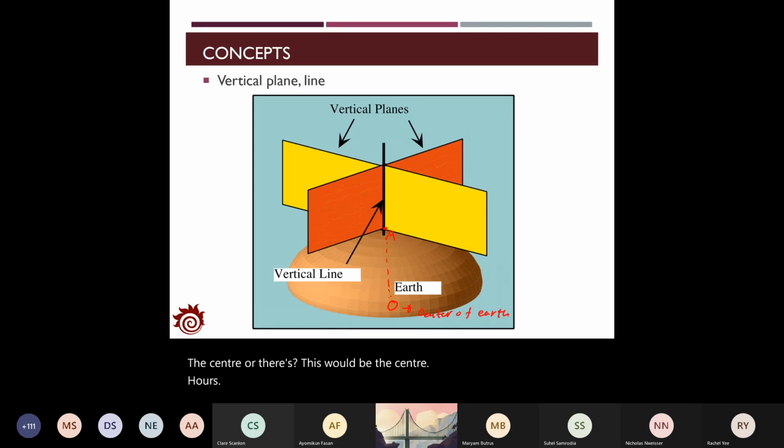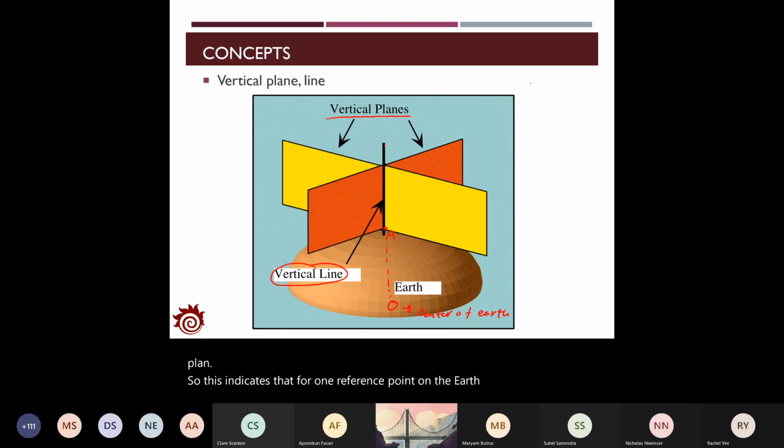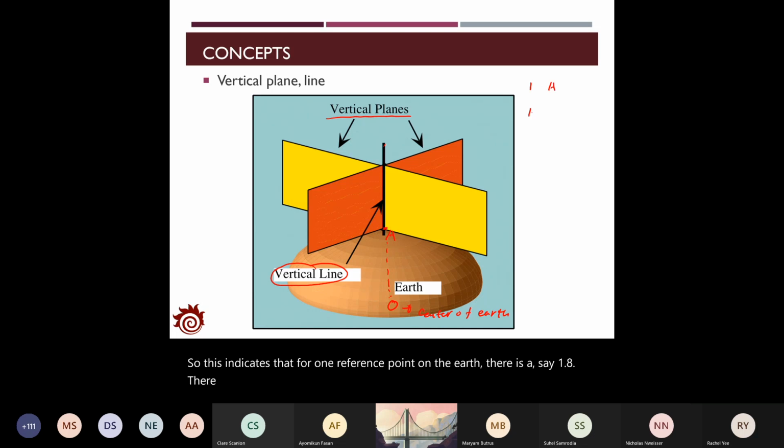And with the defined vertical line, any plane which will include the vertical line will be defined as a vertical plane. So this indicates that for one reference point on the Earth, say one point A, there will be one vertical line, and there will be infinite vertical planes.